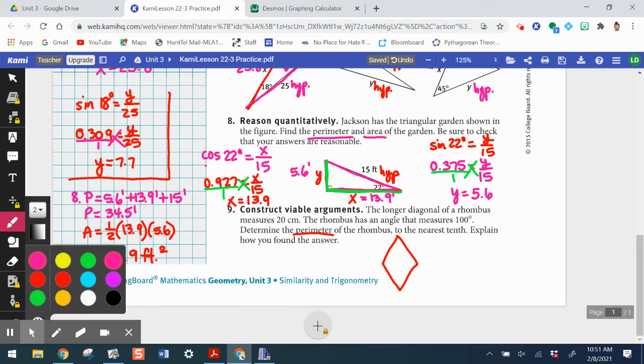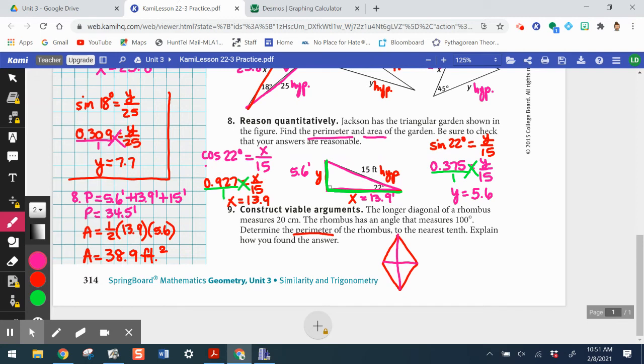So let's talk about the information they give us. In a rhombus, there are two diagonals, one here and one here. Now they tell us that the longer diagonal is 20 centimeters. So I'm going to assume that this one right here, just the way I drew it, is 20 centimeters. And then they also tell us that it has an angle that measures 100 degrees.